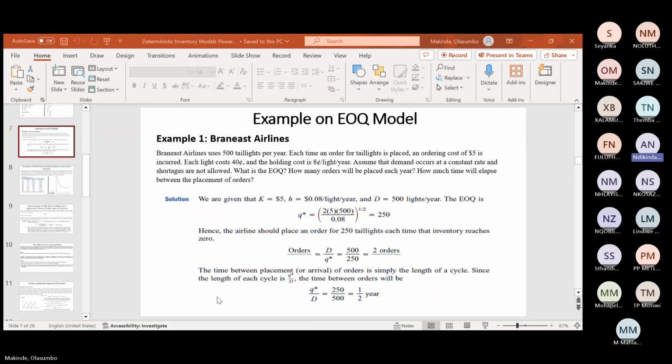Hello, sir. So what if the 500 was not annual? What if the 500 was on a monthly basis? Would you have to convert it to a year? Yes, that's a very good question.